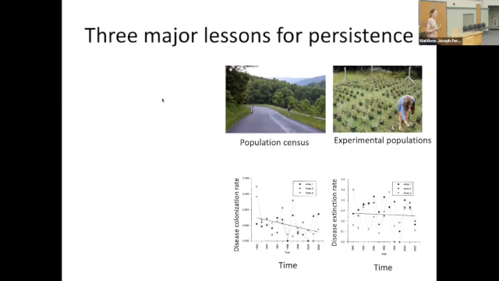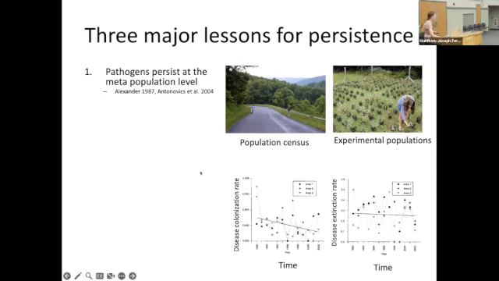And sort of three lessons that I think are really important that they took from this is, one is pathogens. They found pathogens persist at the metapopulation level. So you can see from these figures here that basically there's a lot of extinction colonization dynamics going along, and pathogens might not persist within a local population, but at the metapopulation level, they can persist over time.